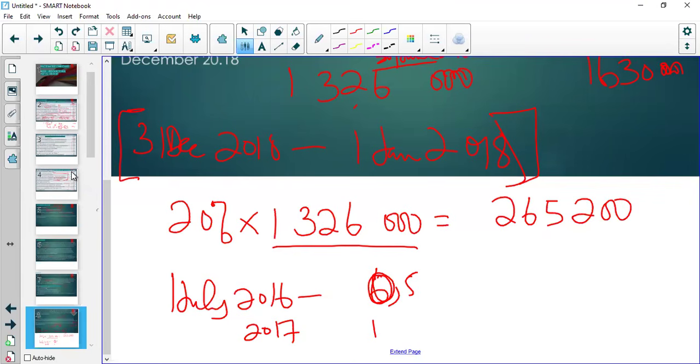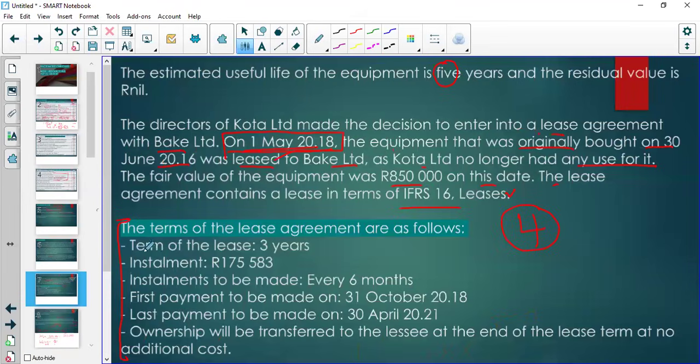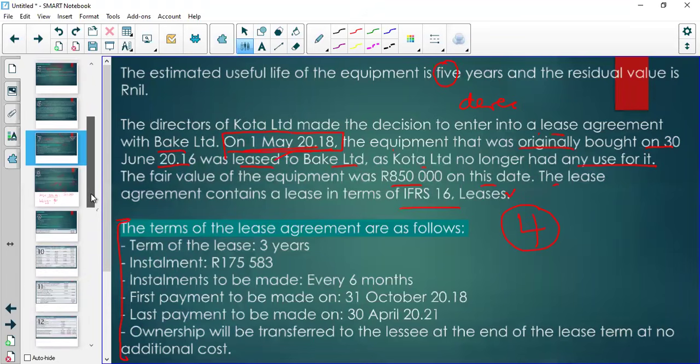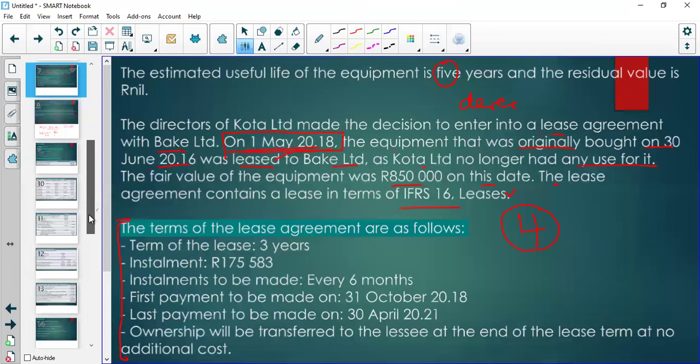Right, let me go. So I want to start by recording the transfer of this, the derecognition of this asset from PPE to being leased out, okay, using the gross investment method. So I just want to demonstrate. Let me go to, I think I have it.